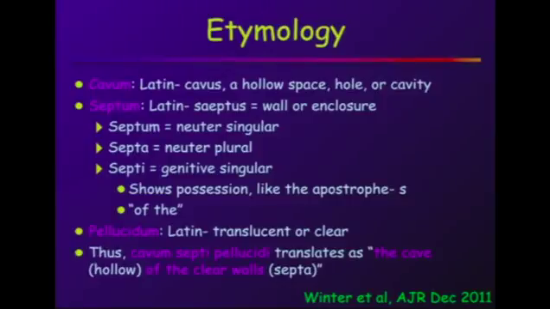The etymology, I worked with a Latin professor on campus to figure this out. Cavum is Latin for basically a cave or a hollow space. Septum is Latin for a wall or enclosure, like the nasal septum. And then there are suffixes in Latin. Septum is neuter singular, septa is plural, and septi is genitive. This is equivalent in English to the apostrophe S, like the dog's bone or God's son. And pellucidum is Latin for translucent or clear. So when we're saying Cavum Septi Pellucidi, literally we're saying the cave that belongs to the clear walls. So it actually makes some sense there.